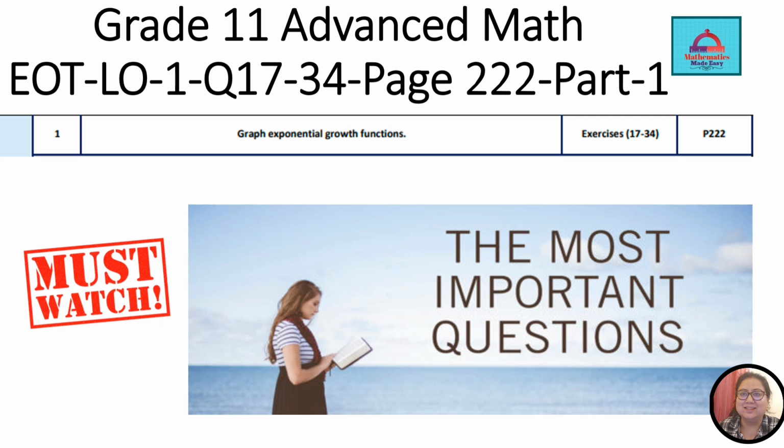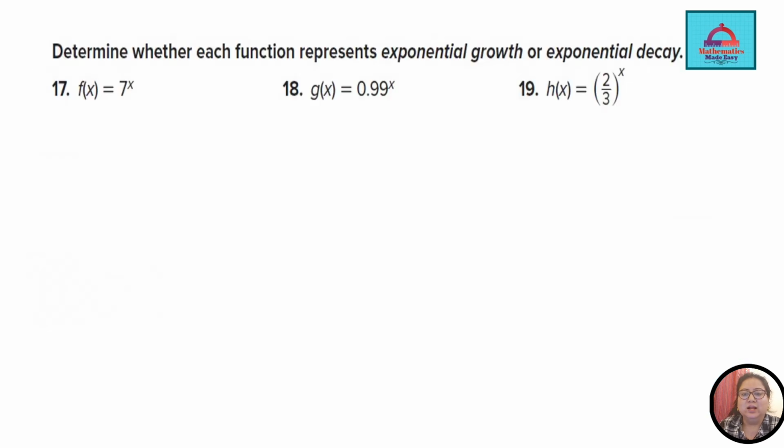So let's get started and see the most important questions from EOT for this topic. The first question that we are going to be covering is from module 5, lesson 1, in which you need to determine whether each function represents exponential growth or exponential decay. For questions 17 to 22, we are going to be using a key concept, which I will write for you now. The same key concept will help you solve all the questions from 17 to 22.